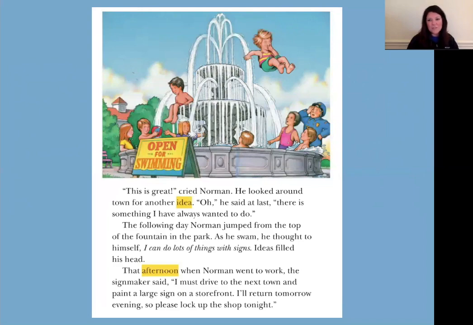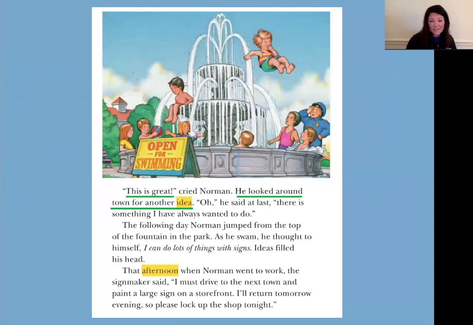Oh my goodness gracious. All right, so let's talk about it. Did Norman think he made a mistake with the no school today sign? No, look at this. On the next page, he says, "This is great." So what is he thinking? Yeah, everything's awesome. Oh my gosh. And he's looking around town for another idea. And what does he come up with? Yeah, look at the illustration. He made a sign that says open for swimming. So what does he always wanted to do? Yeah, swim in the town fountain.